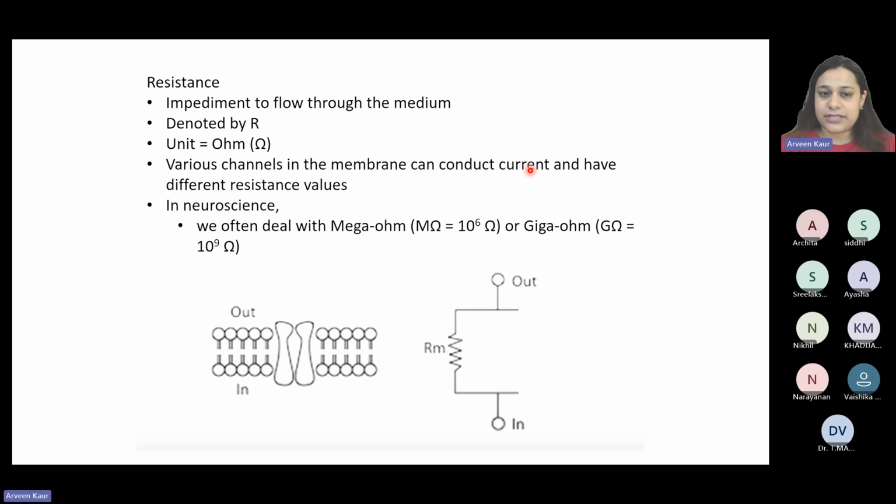Then we talk about resistance. What is resistance? It is basically the impediment to flow through the membrane, right? It is denoted by R. The unit of resistance is ohm. And there are various channels in the membrane which can conduct current and have different resistance values. In neuroscience, what is the order of resistance that we deal with? Because we are dealing with very, very tiny objects, the resistance is amplified over here, right? So the resistance that we deal with is mega ohm or giga ohm, that is 10 raised to power 6 ohms or 10 raised to power 9 ohms, right?